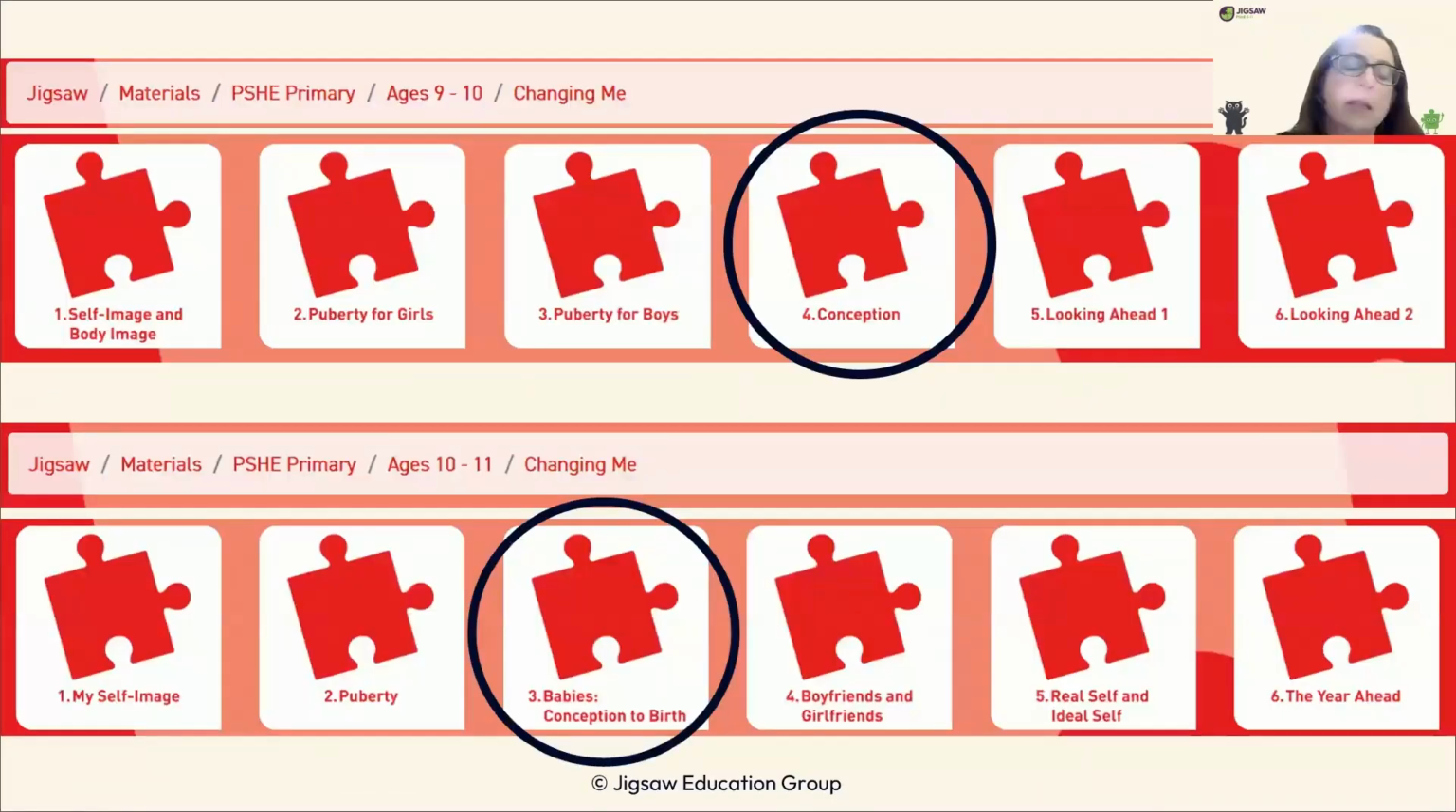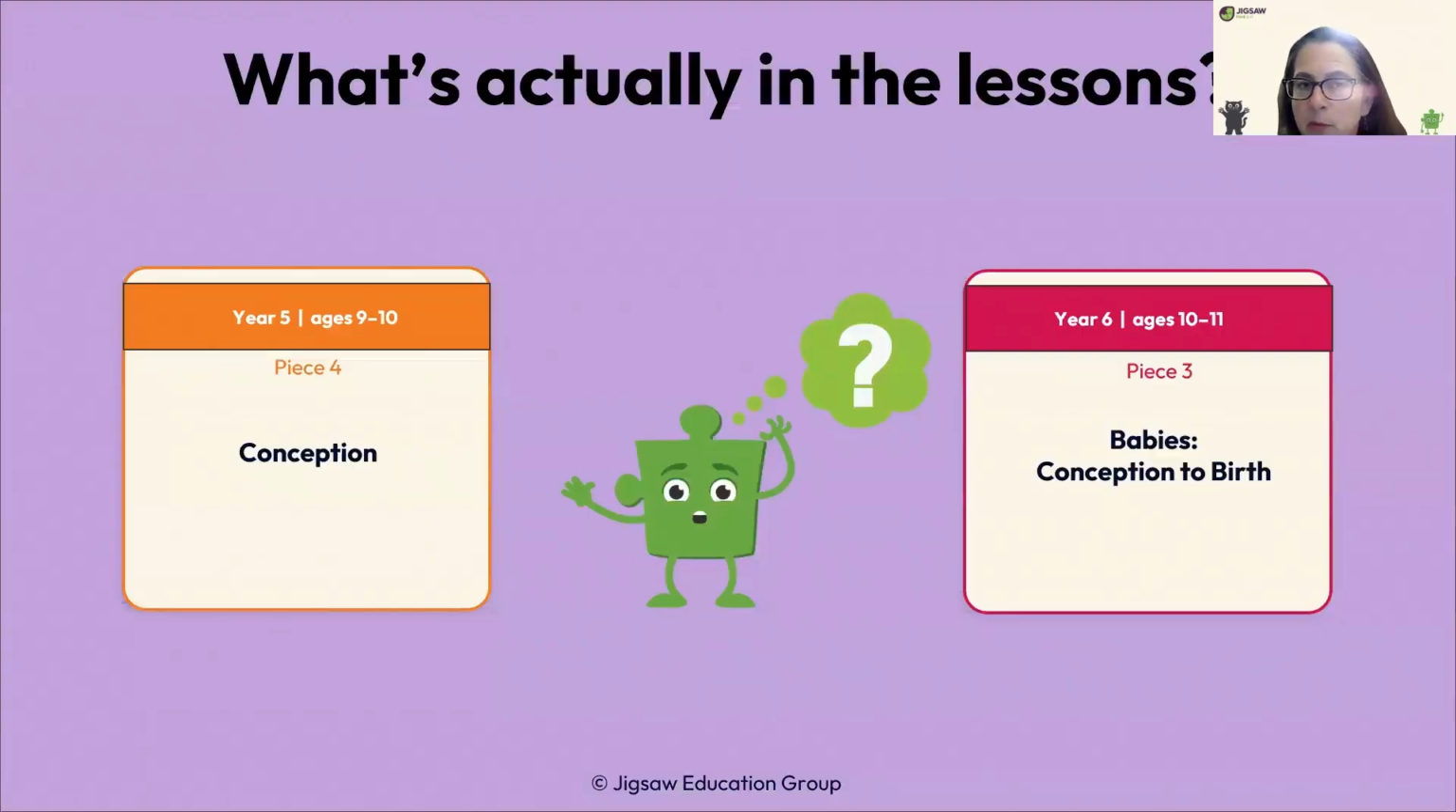So you will see those lessons really clearly. When you look across, I've literally just taken screenshots from the pages. 1 is called conception, 1 is called conception to birth. So it's very easy to see where that conception content is taught. What's actually in the lessons? So some of you may be familiar with it from previous years. Some of you may want to know what's changed. We've kept very closely to what's been there before.